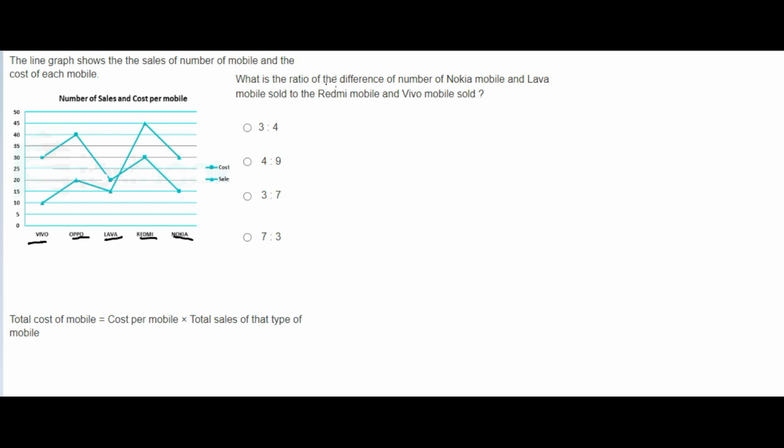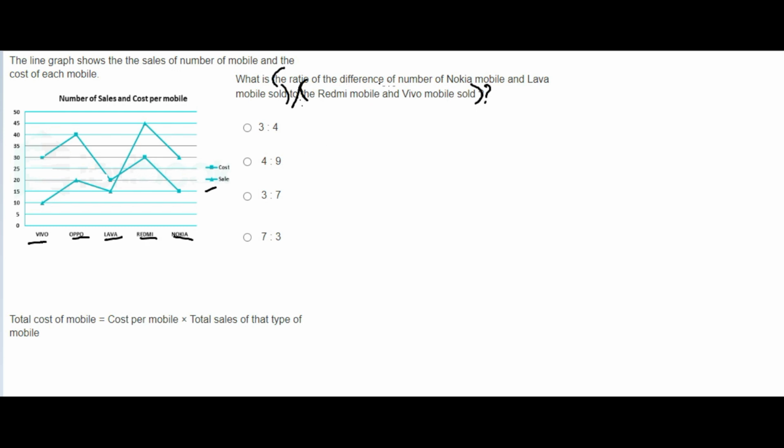What is the ratio of difference? Before that I tell you, in this graph, wherever you find the triangular mark with the cross line, that is called total sale of the mobile. And wherever you find a square mark over the cross line, that is the cost of each mobile. The ratio of the difference of the number of Nokia mobiles and Lava mobiles sold, to, means you always use the slash or 'is to', the ratio of Redmi mobiles and Vivo mobiles sold. That is the question.